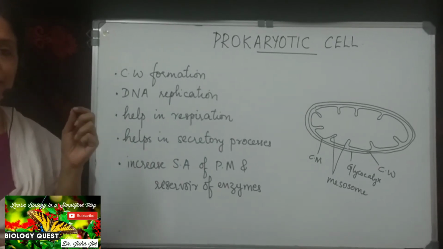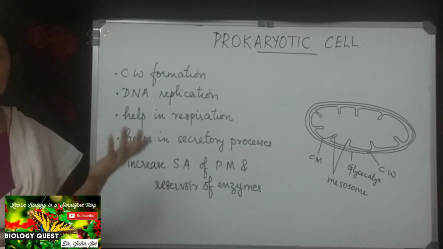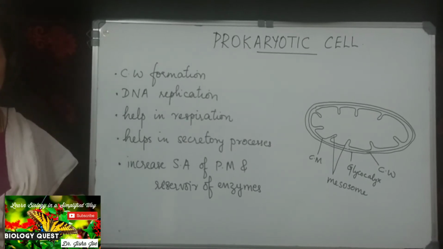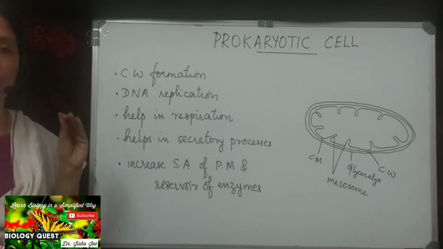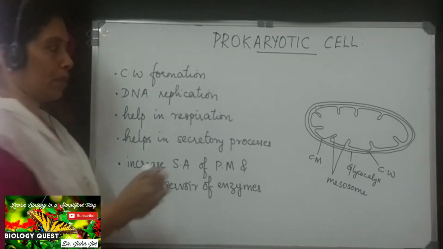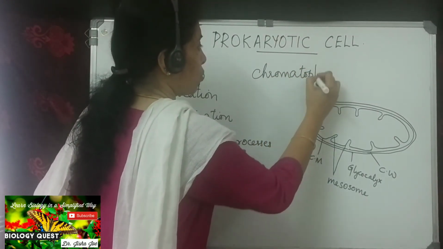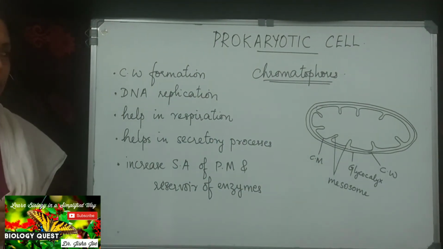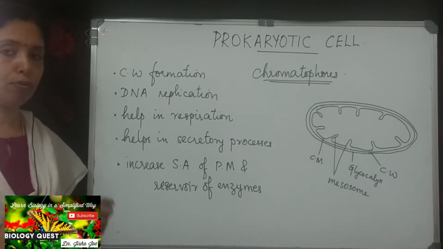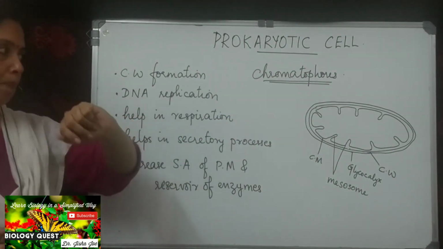In cyanobacteria, we have seen cyanobacteria are blue-green algae. They can perform the function of photosynthesis. So in cyanobacteria, certain membranous extensions are there into the cytoplasm, which are called chromatophores. They are also extensions of the plasma membrane into the cytoplasm, but they contain the pigments that are necessary for photosynthesis. So chromatophores are present in cyanobacteria.